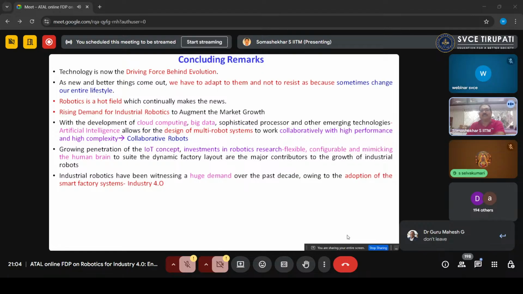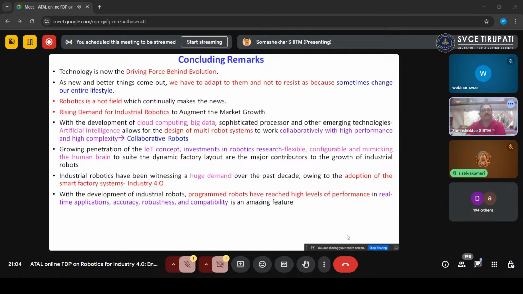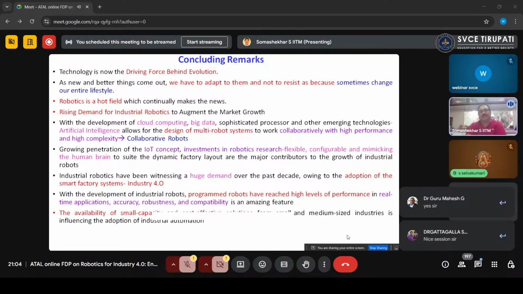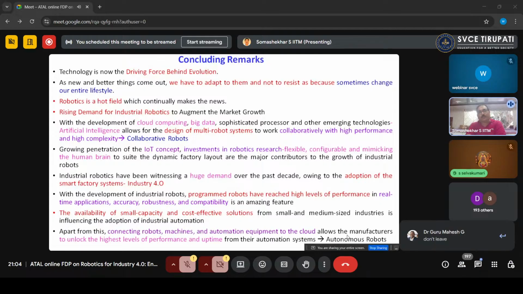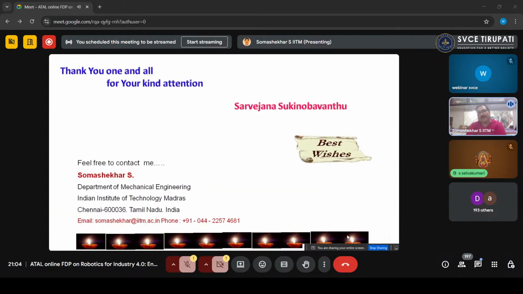Industrial robots have witnessed huge demand over the past decade owing to adoption in the smart factory. With the development of industrial robots, programmed robots have reached a high level of performance in real-time application, accuracy, robustness, and compatibility. Small capacity and cost-effective solutions are available to handle different robots in different environments. Now people are thinking to develop this autonomously, which will work in structured as well as unstructured environments like humans.